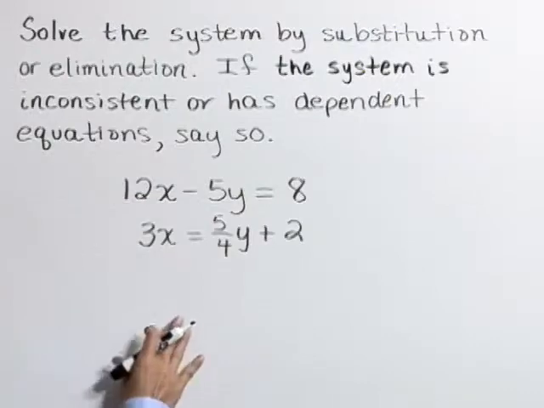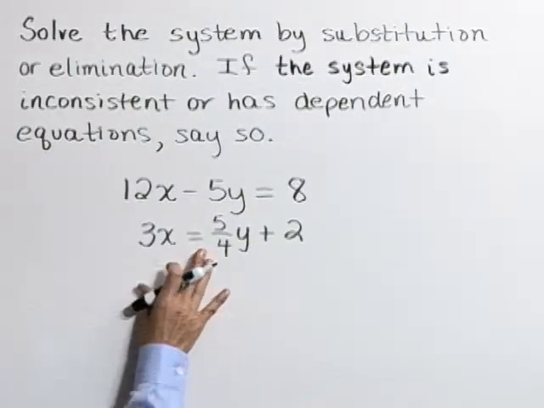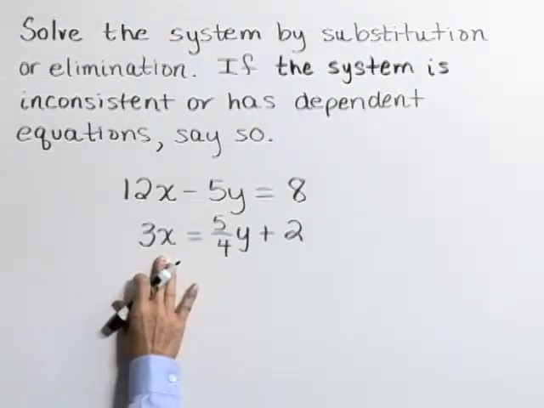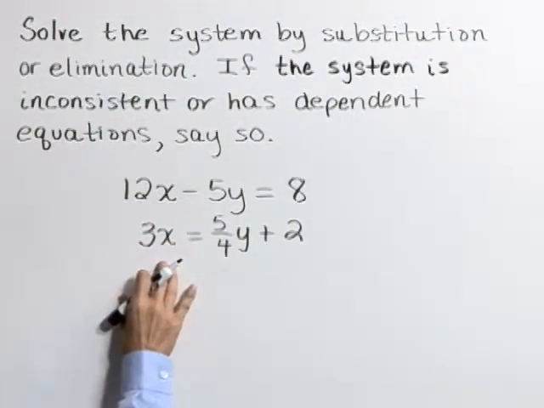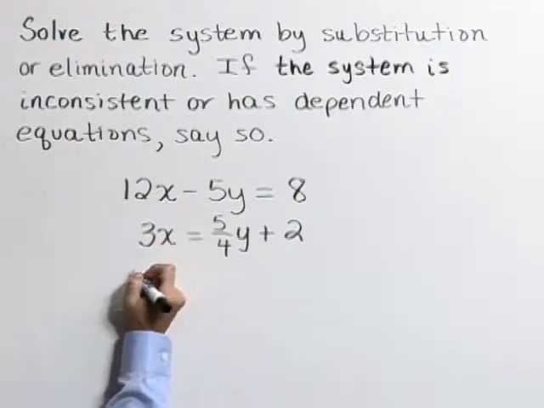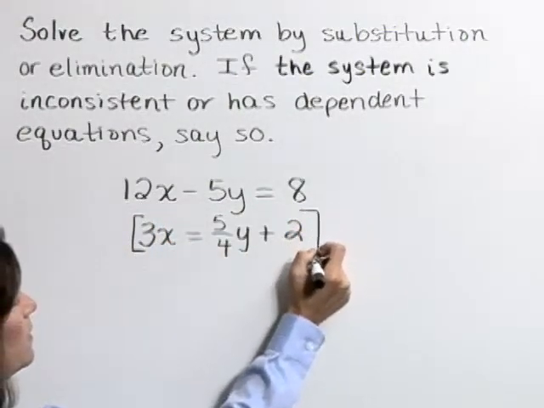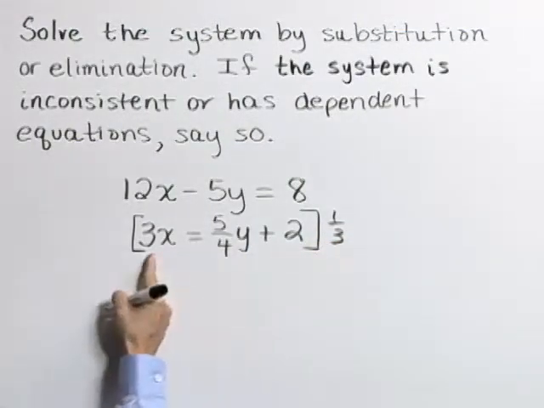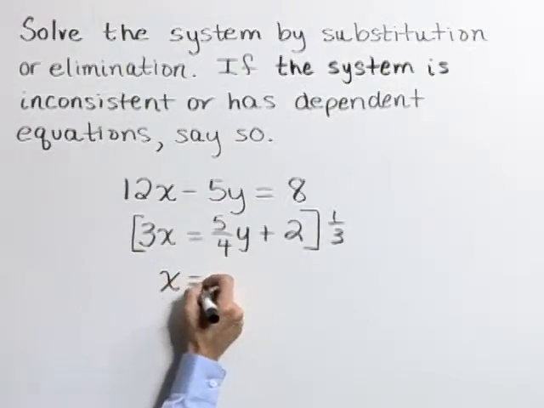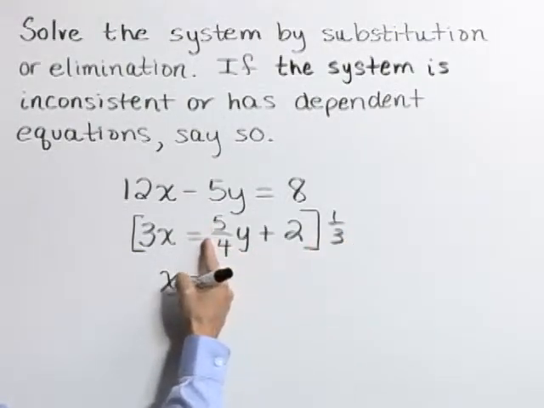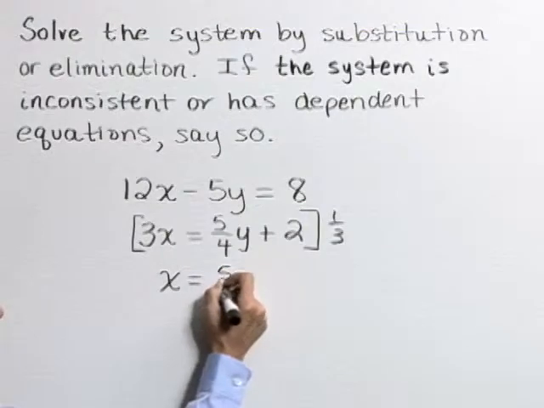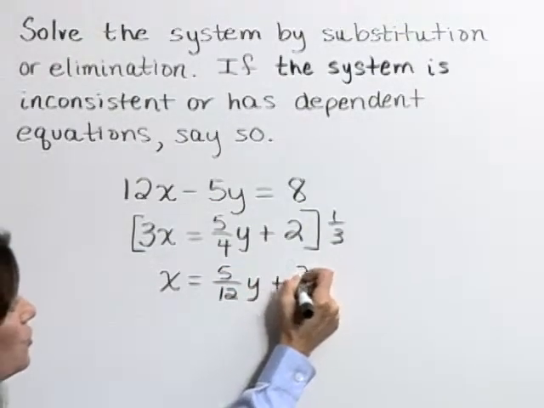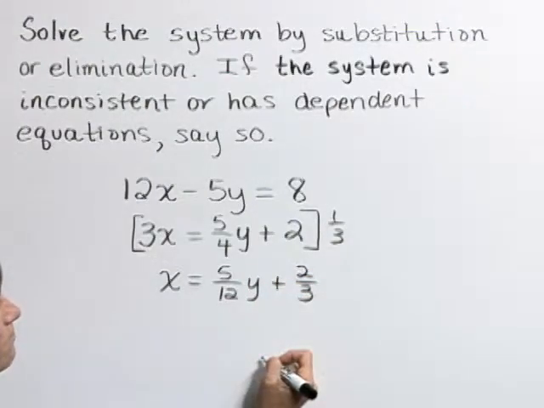I'm going to choose to solve this system by substitution because in our second equation here we have x almost solved for. It's almost isolated. So let's start with the second equation and multiply everything through by 1/3 in order to isolate x. 1/3 times 3x is x. 1/3 times 5/4 y is 5/12 y, plus 1/3 times 2 is 2/3.